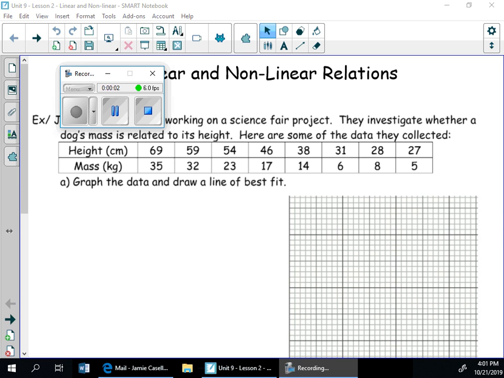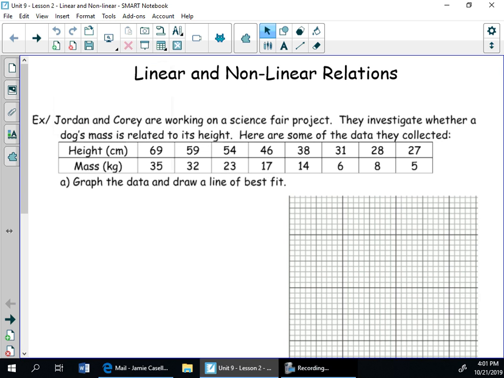In this lesson, we're going to examine some other relationships that can exist because of scatter plots. In particular, we're going to look at ones that create linear relationships, generally lines, and ones that are nonlinear, basically curves. We're going to start by looking at some examples.